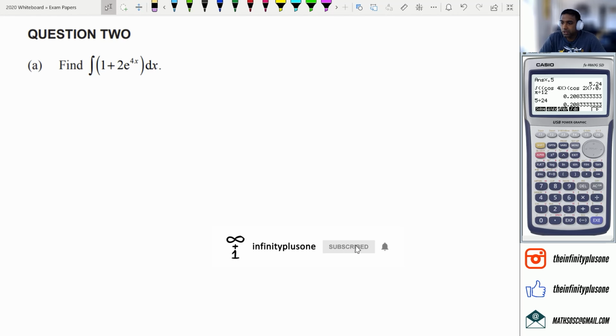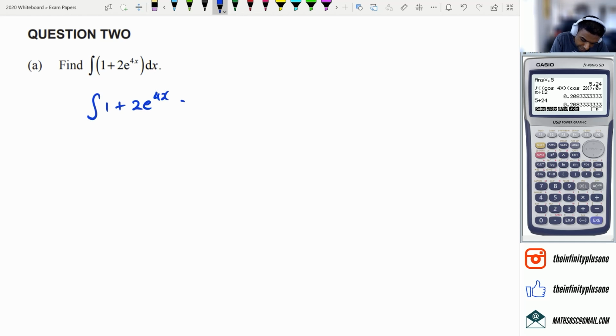All right, guys, so let's get going with question 2. Once again, we're starting with a lovely, simple integration. So we're going to integrate this. We've got 1 plus 2e^4x dx. So integrating this, 1 integrates to x. Exponentials, we always leave it as it is, but we have to divide by the differentiation of whatever the power is. In this case, it's going to be 4. And of course, don't forget your plus c.